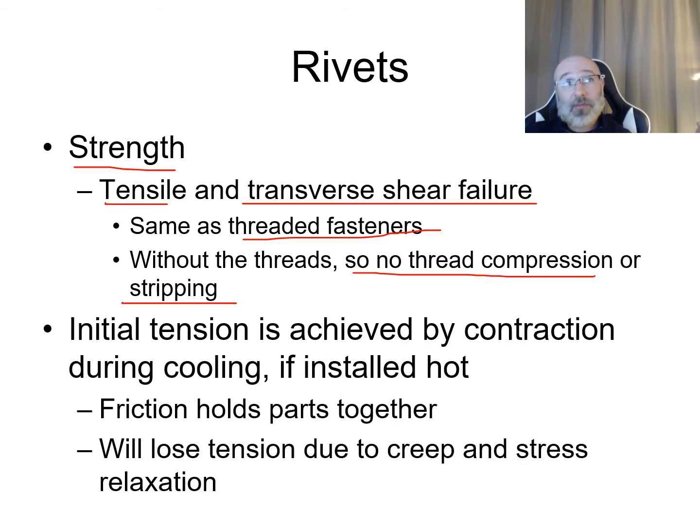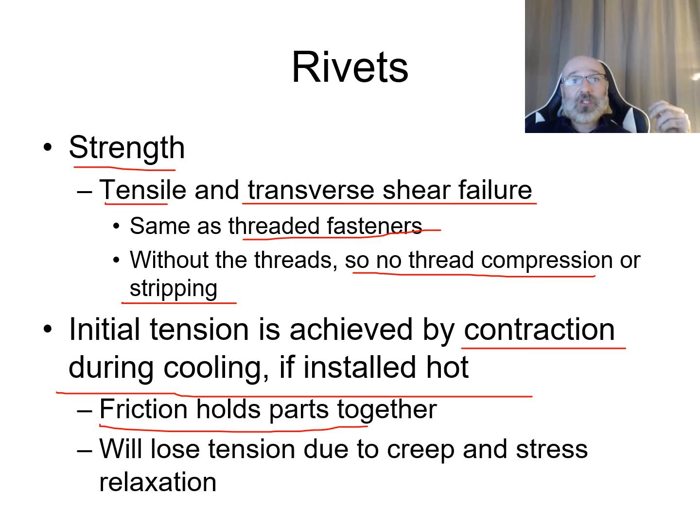So a thing to think about is during the installation, if we're doing a hot installation, this is going to be achieved by contraction during the cooling if it's installed hot. So with those type of hot rivets right there, the friction is going to hold the part together and it will tend to lose tension due to creep and stress relaxation. So something to consider if you are doing some of the hot installations like there were on the building example that we showed.